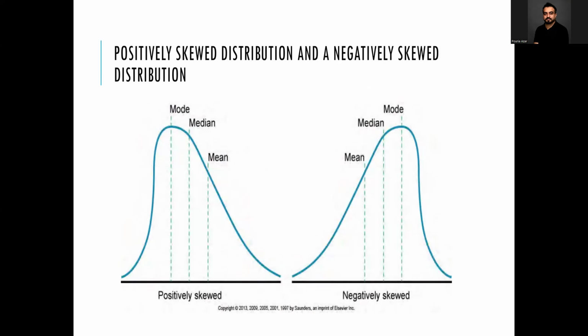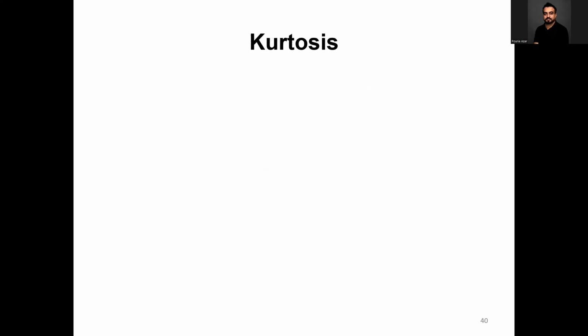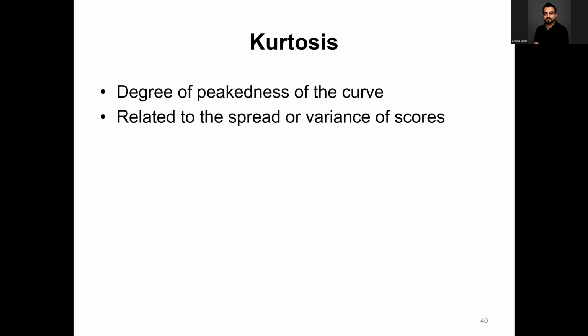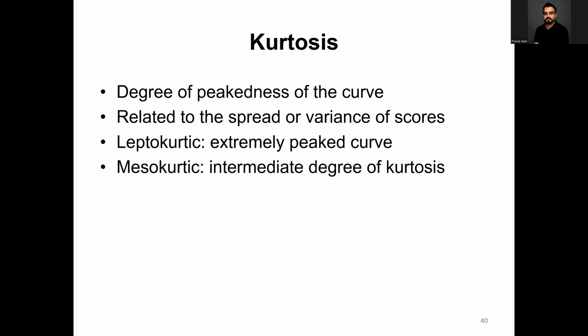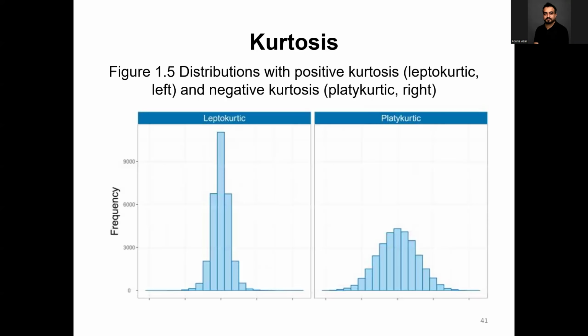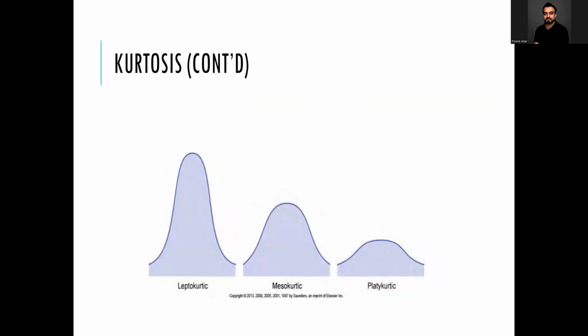In positively skewed and in negatively skewed, none of those central tendency values are the same. So kurtosis shows the degree of peakedness of the curve. It is related to the spread or variance of scores. Leptokurtic is an extremely peaked curve. Mesokurtic is an intermediate degree of kurtosis, and platykurtic is a relatively flat curve. So here is the picture of leptokurtic and platykurtic.